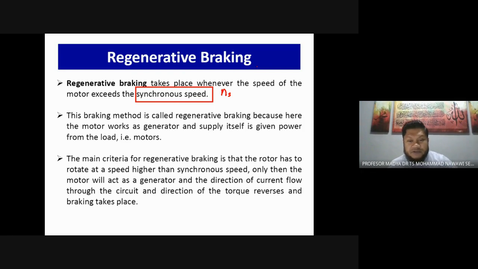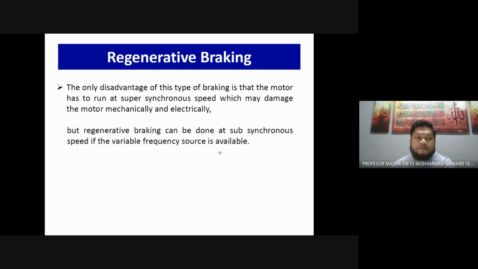The main criteria for regenerative braking is that the rotor has to rotate at a high speed. Only then the motor will act as a generator, and the direction of current flow through the circuit and the direction of torque reverse. The only disadvantage of this type of braking is that the motor has to run at super synchronous speed, which may damage the motor mechanically and electrically. It can be done at subsynchronous.